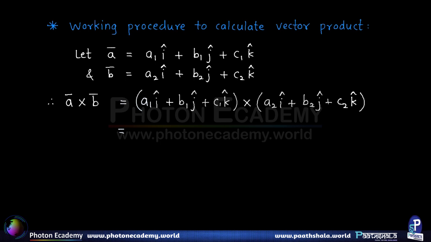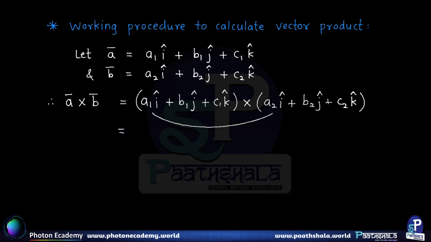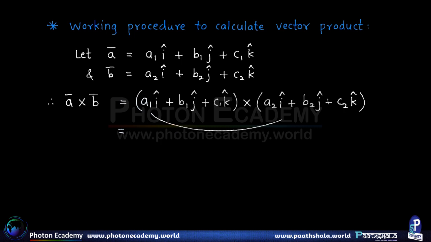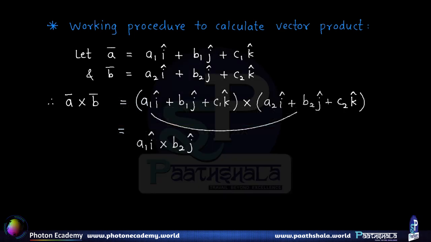So now first we would be doing the cross product of a1 i cross a2 i, and we have just seen that the cross product of the two same vectors results in a zero vector. So therefore ultimately that will vanish, right? So therefore i cross i, j cross j and k cross k, these three cross products will vanish, they will be null vector. So now what remains to calculate is, let us write one by one. First one is a1 i cap cross b2 j cap, this is the first. Then a1 i cap cross c2 k cap.